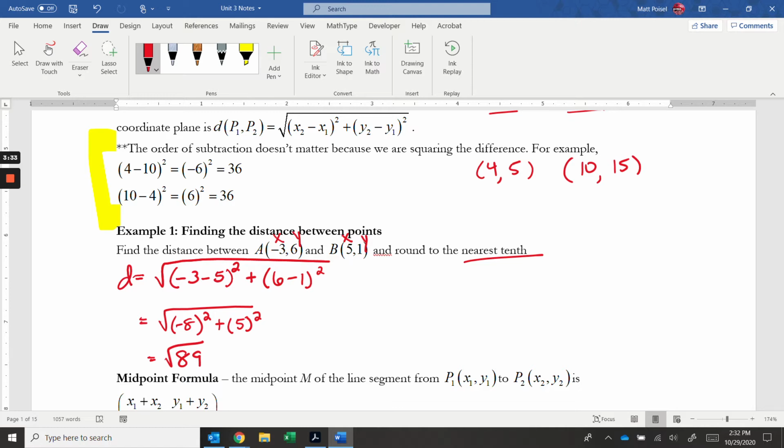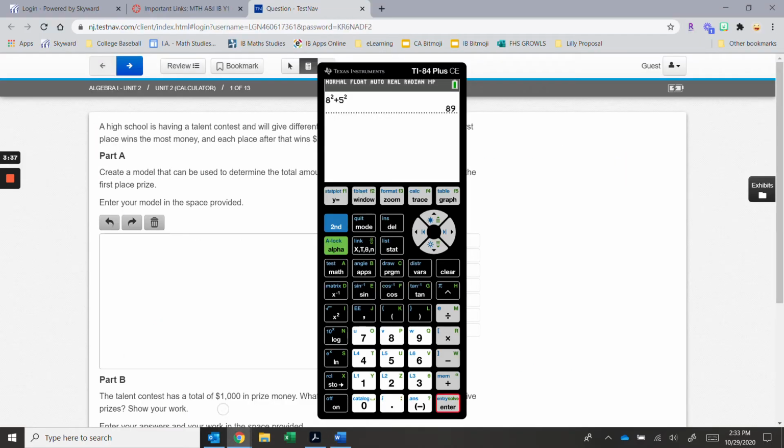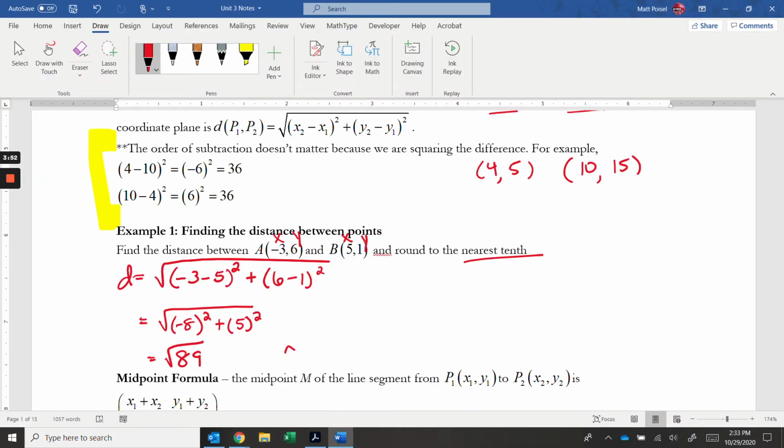Make sure you read your directions. Here it asks to round to the nearest tenth. A lot of times we will break it down into simplest radical form. So I'm going to take the square root of 89. I do like to split that up. I feel like sometimes if you try to type it all in at one time, your parentheses and things get messed up a little bit. So 9.4. It's going to be about 9.4. Okay, there's the first thing.